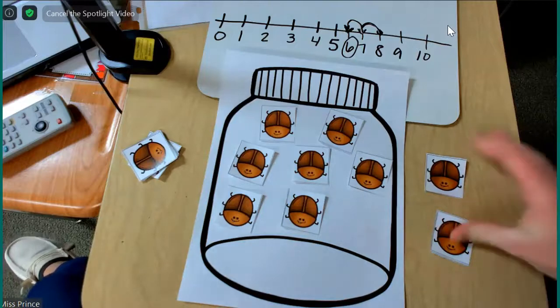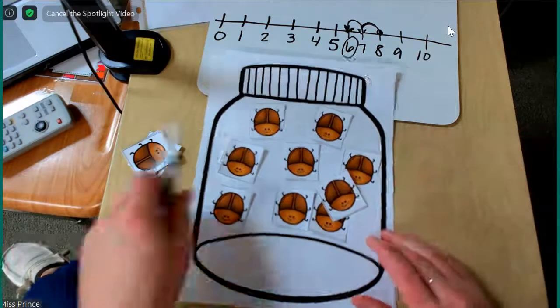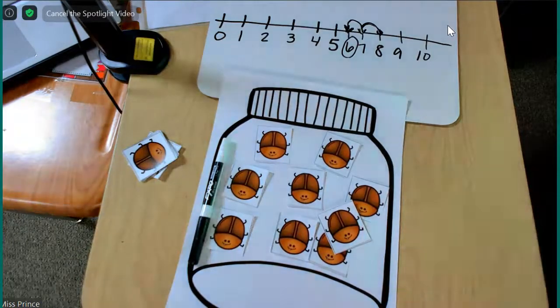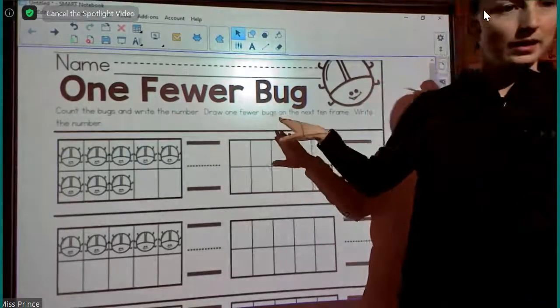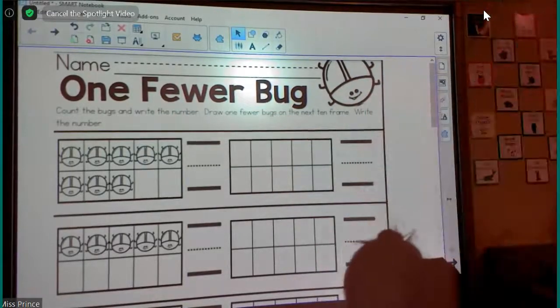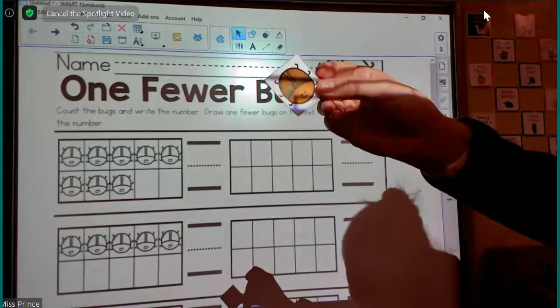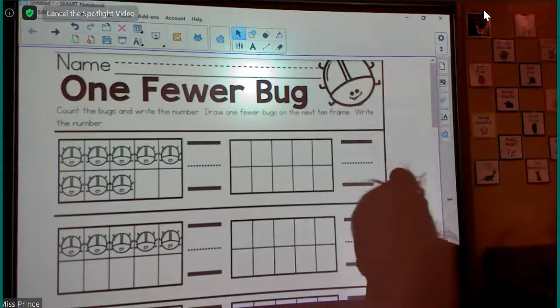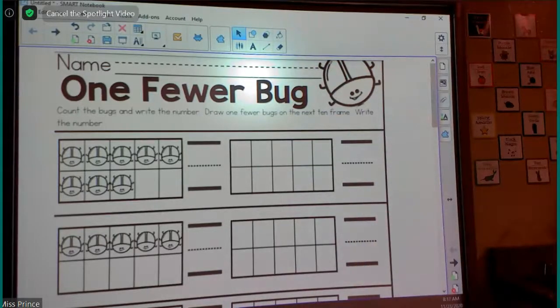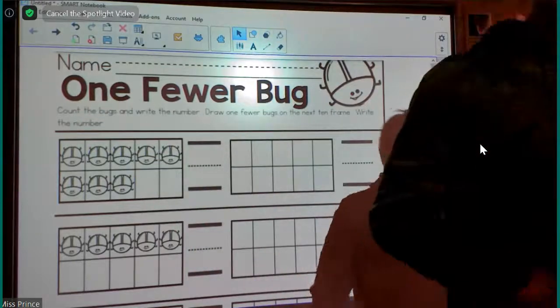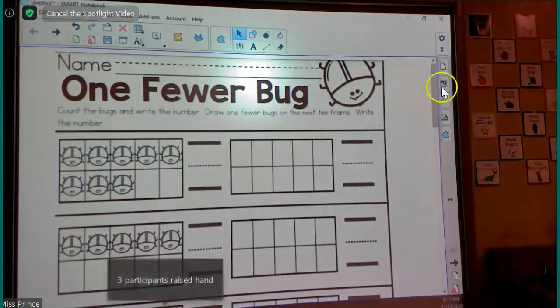So we have a worksheet to do, and I sent it home. I'm going to show you what it looks like on the board. And I would like you guys to get it out for me, please. It says one fewer bug. And it has the little bugs just like we were using earlier. See? Little bug. If you are on this page, I want you to raise your hand to let me know you're ready. And I want you to make sure it says 1. Cadence is ready. Nicholas is ready.